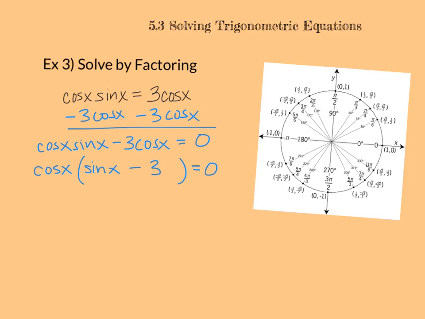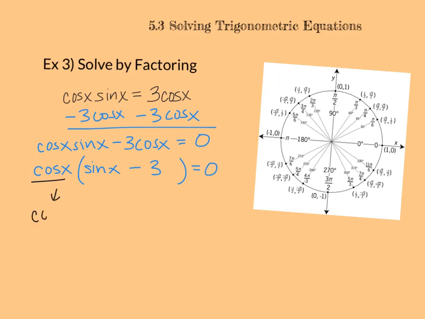Cool. All right, so now what we want to do is set each factor, this one and this one, each to 0. Again, think about why. We're multiplying something times something, right? And we're getting 0. So if you multiply 2 things and get 0, either this first thing had to be 0 or this second thing had to be 0. Let's figure it out. So I'm going to set this to 0.